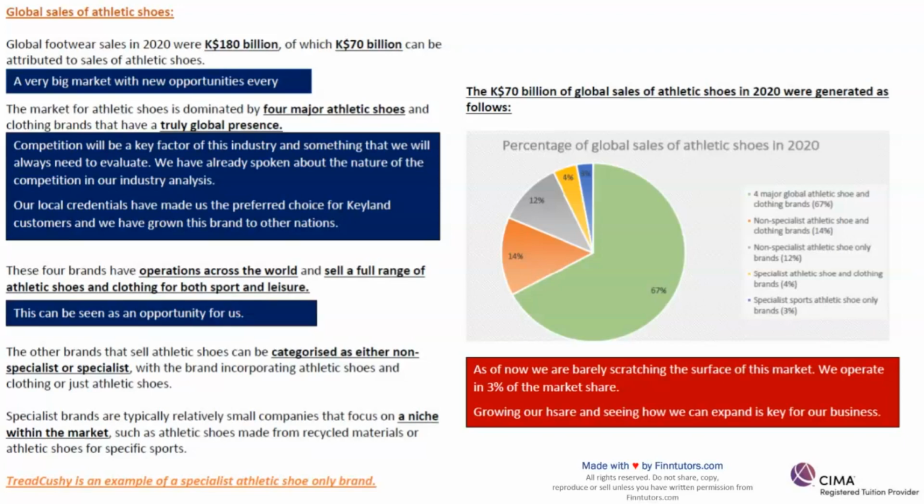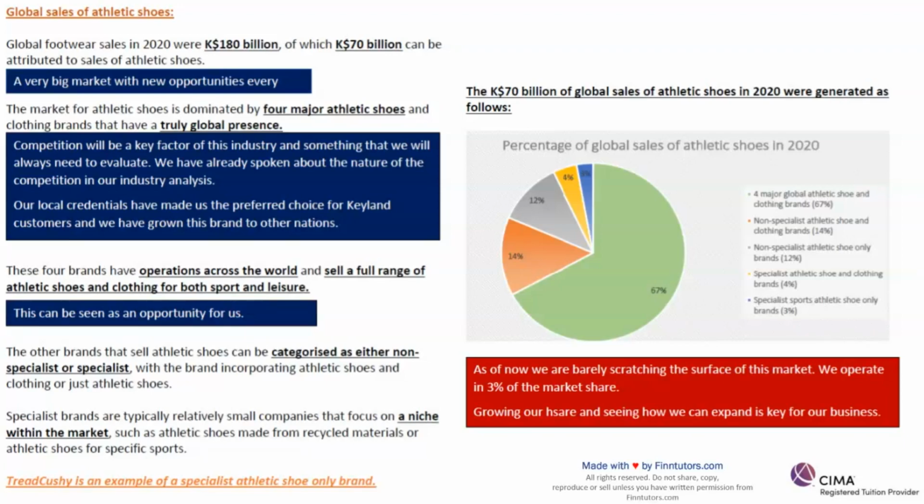So global sales of athletic shoes. Global footwear sales in 2020 were $180 billion, of which 70 billion can be attributed to sale of athletic shoes. In the footwear market, 70 billion was athletic shoes, a very big market with new opportunities available every day. We already know that. The market for athletic shoes is dominated by 4 major athletic shoes and clothing brands that have a global presence. In our industry analysis, we also did this, that competition will be a key factor because it's a consolidated industry. There are 4, 5, 6 players that dominate all over the world.